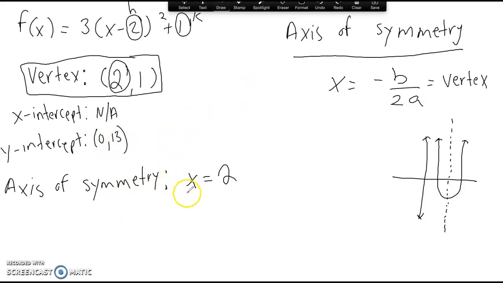Then for our axis of symmetry, we use the formula negative b over 2a, which is the same formula we used for the vertex to get our x value. Since we already have the x value of our vertex, I know that the axis of symmetry equals 2. So now we have to graph it. Let's go ahead and graph.